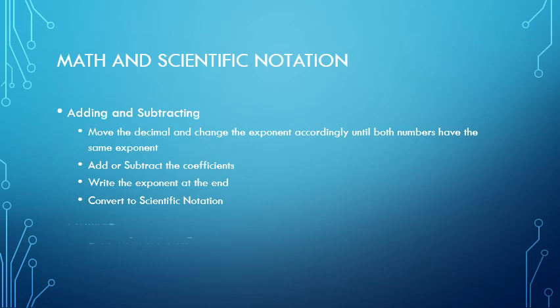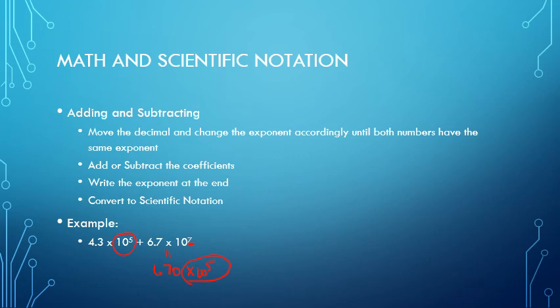So if we look at an example here, I have 4.3 times 10 to the 5th plus 6.7 times 10 to the 7th. Notice that I have a difference of 2 in my exponents. So I'm going to take the larger of my two exponents and bring it down. So instead of saying 6.7 times 10 to the 7th, I'm now going to say 670 times 10 to the 5th. Now I have 10 to the 5th and 10 to the 5th.